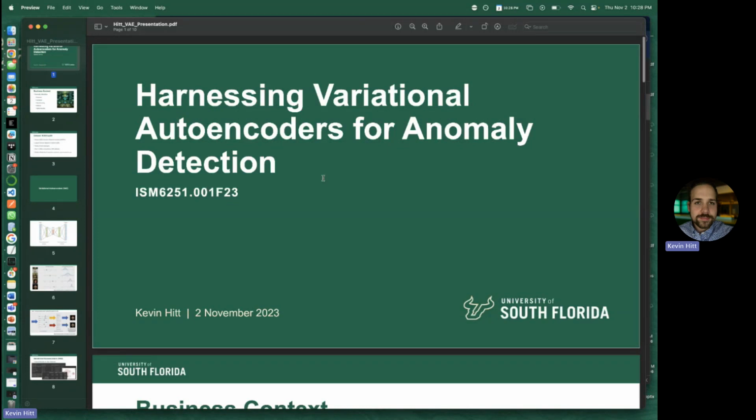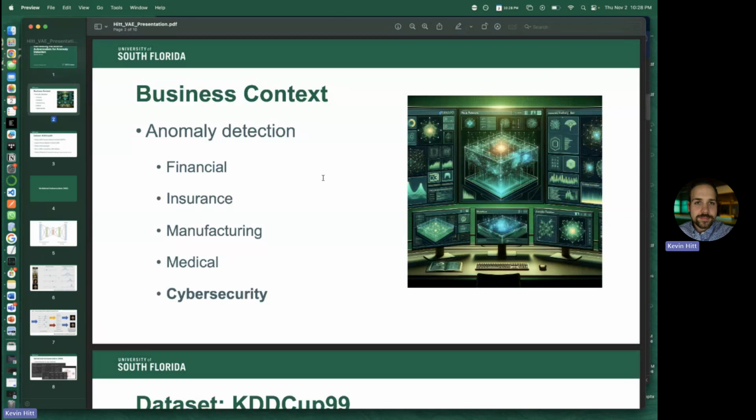Setting up the business context, we're going to be looking at anomaly detection, which is applied in nearly every industry, or at least most of them. For instance, detecting credit card fraud, money laundering, fraudulent insurance claims, manufacturing defects during the production process, healthcare anomalies like lab results, imaging findings, and of course cybersecurity, which is what we're going to be focusing on today. And we're going to be trying to predict network intrusion and malicious activity on networks.